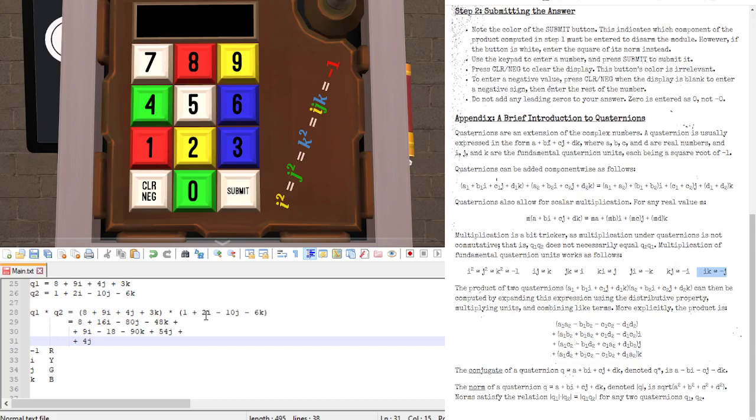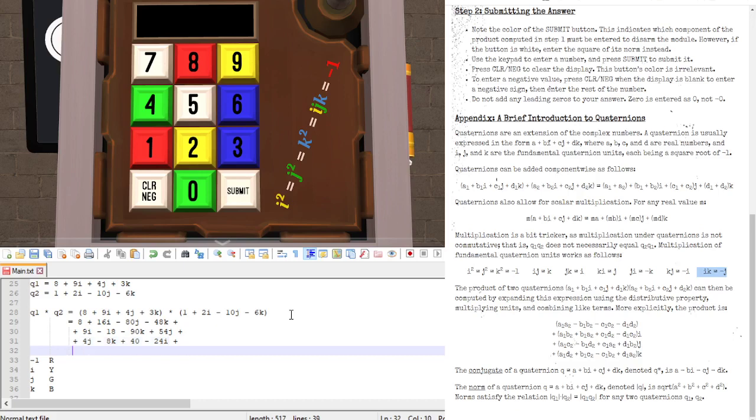4j times 2i is 4 times 2 is 8. And j times i, that's right to left, so it's minus k. Therefore, we put the minus instead of plus. Now, 4j times minus 10j is minus 40j squared, and j squared is minus 1, so this changes to plus. And 4j times minus 6k is minus 24, but j times k is i, and it's just i because jk are alphabetically sorted from lower to a higher alphabetic position.